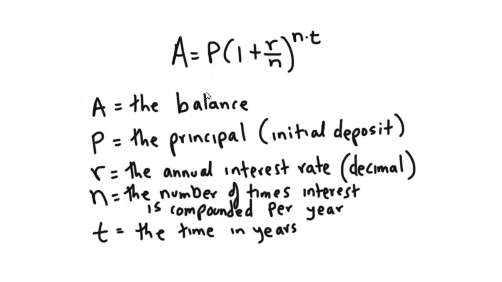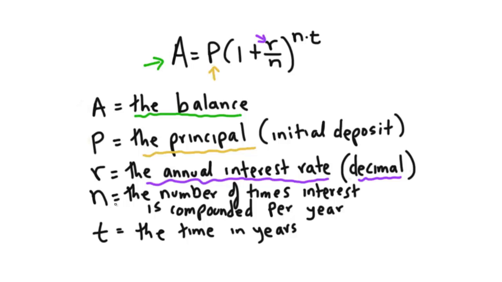Okay, so let's take a closer look at the compound interest formula. The capital A is the balance, right? That's what we're trying to figure out. And the P, or the capital P, is the principal amount, right? What you start out with, how much you're gonna deposit in the bank initially. And the R is the annual interest rate, right? Make sure you express that as a decimal, right?